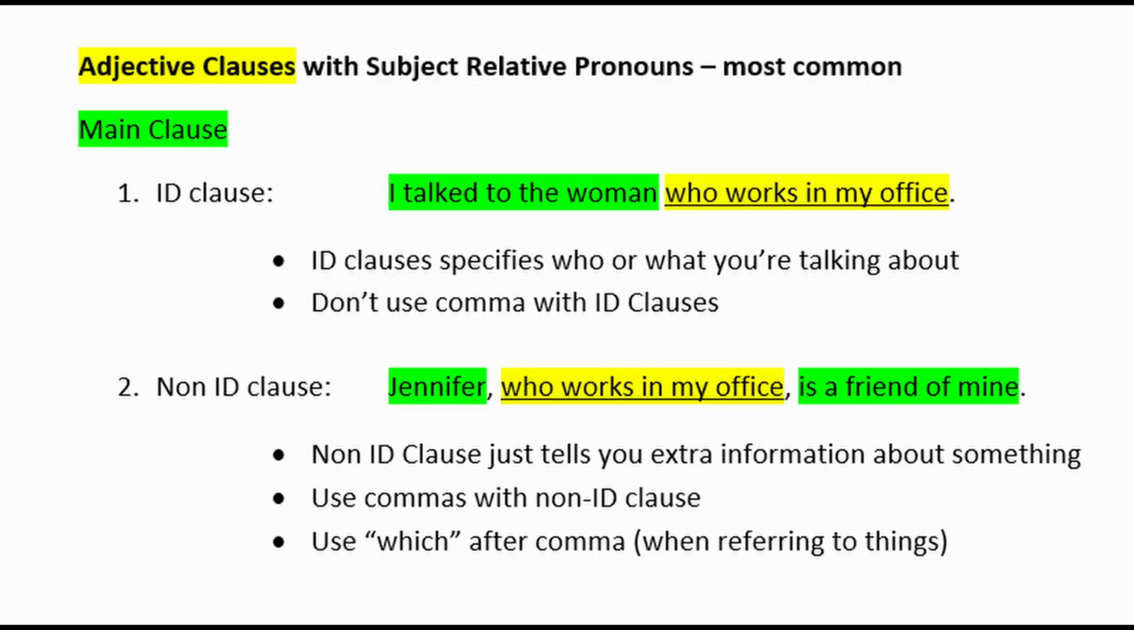So I talked to the woman who works in my office. So we call that an identifying clause or a restrictive clause. It really means the same thing. I prefer to use the terminology of identifying clause because I'm identifying that woman. If I just say I talked to the woman, which woman? The woman who works in my office. Oh, that woman. Okay, thank you so much. You just identified which woman you're talking about. So that's called an identifying or restrictive clause, right?